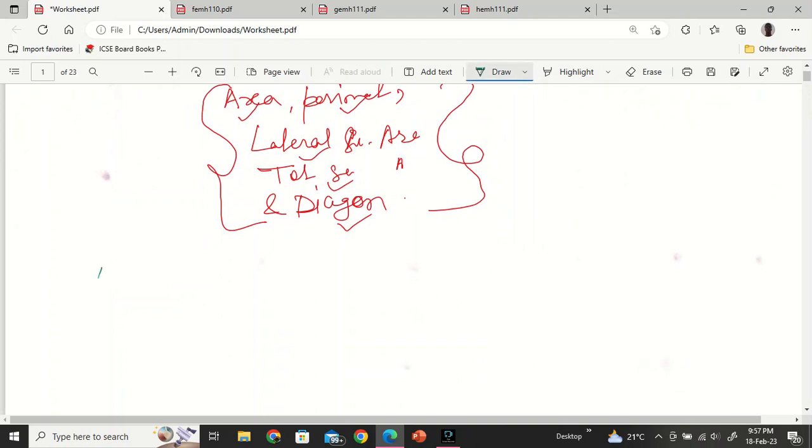सो आप पेरीमीटर को कैसे डिफाइन करना चाहेंगे? What is perimeter? Perimeter is the sum of all boundaries.